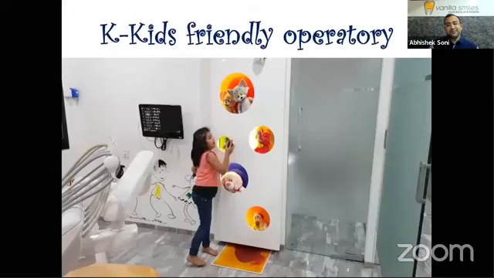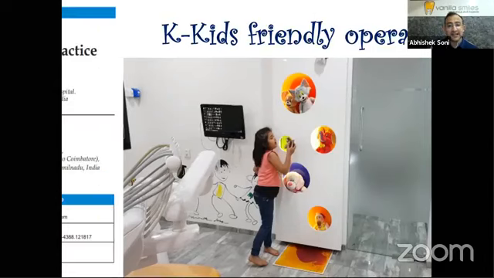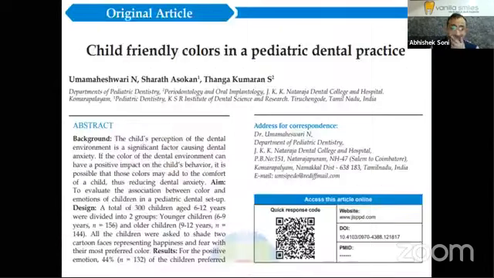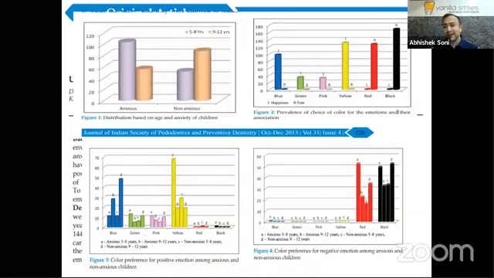Now, coming to K, your kid-friendly operatory, we would strongly suggest all those practitioners with multiple chair practices to kindly leave a dedicated space for children. It has a tremendous impact in behavior shaping for the child. Try to use child-friendly colors, those bright colors, which could be your yellow, orange, your light blues, your pinks.